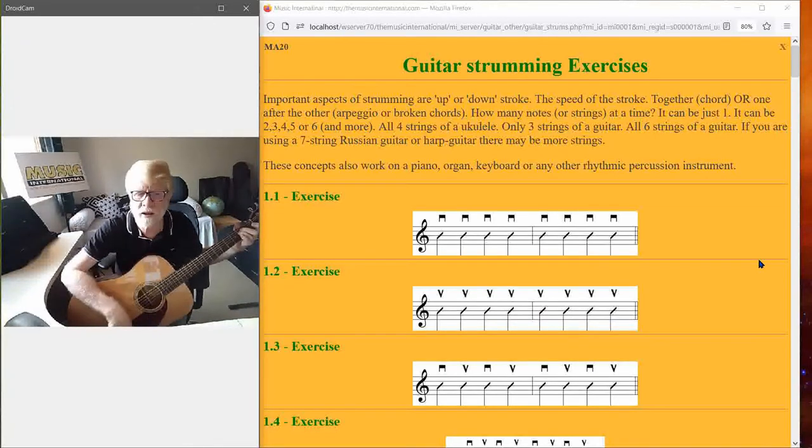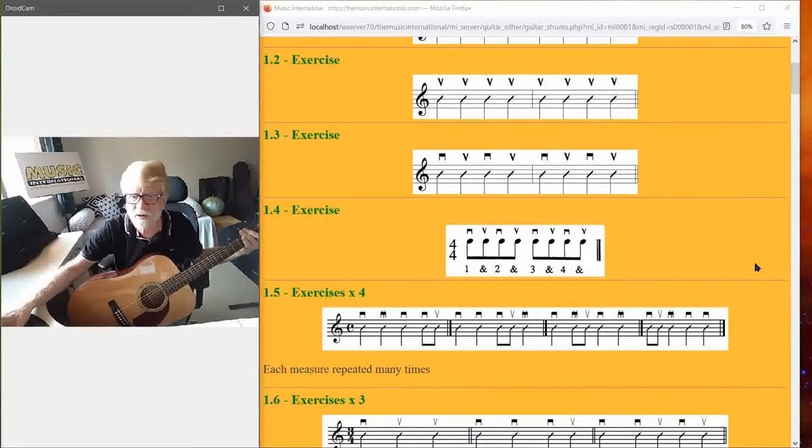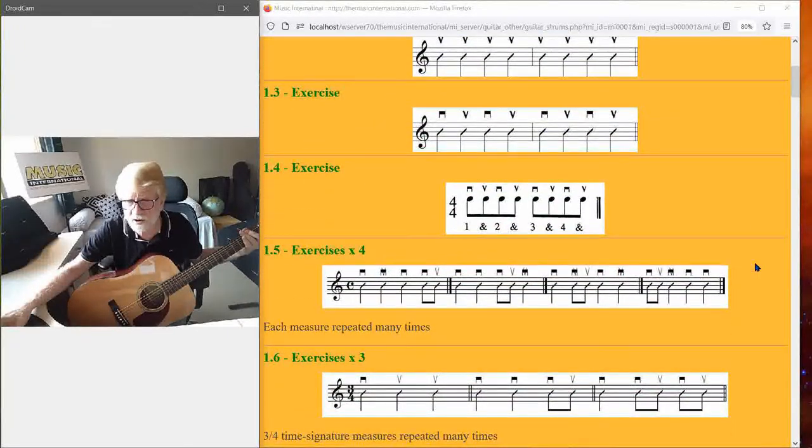So 1, 2, 3, 4. 1, 2, 3, 4. 1, 2, 3, 4. So work on that for some time till you get that right. Now, once you've got that correct, then you can attempt more complicated sounds.